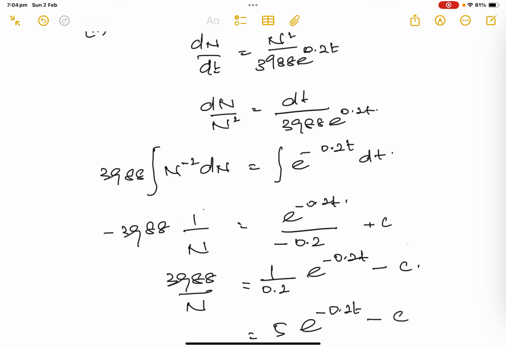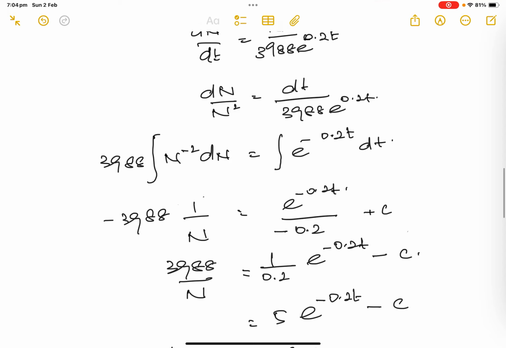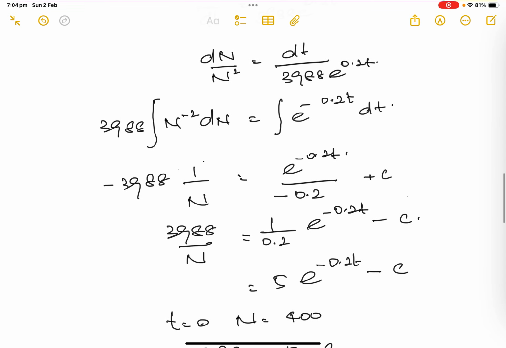So 3988 integral dn over n squared, that will be n to the power minus 2 dn, and the right hand side dt, and again it's 1 over e to the power of 0.2t, which will become e to the power of minus 0.2t dt. So having got that, we should integrate to get n.